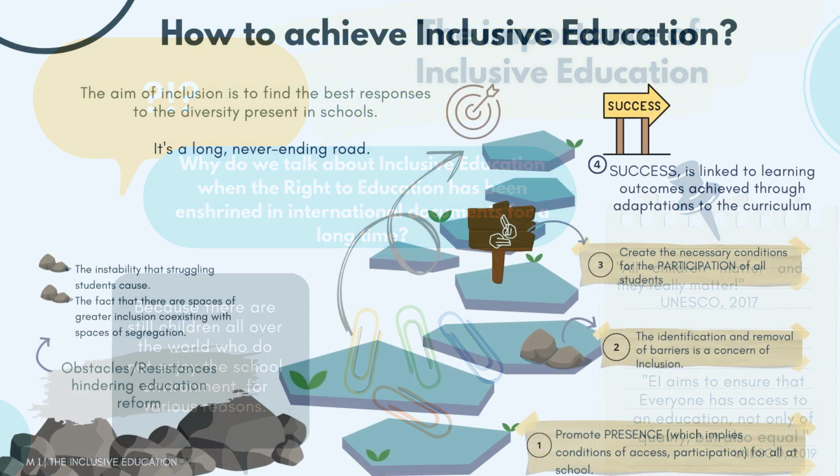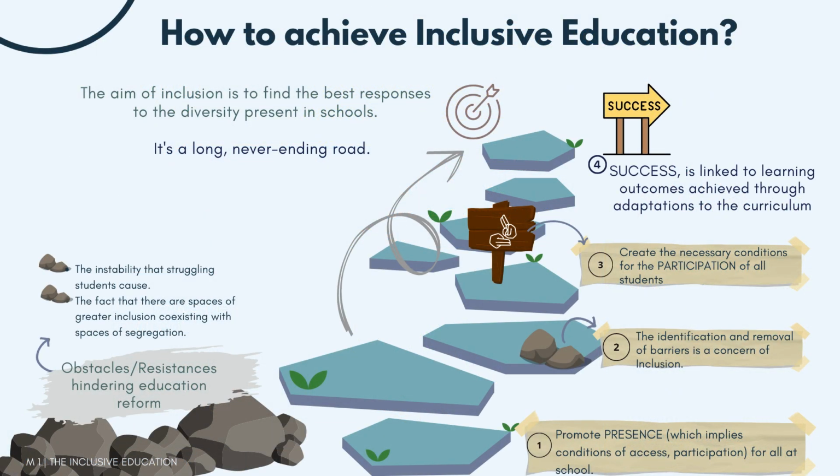This is how we illustrate the path of inclusion, a long path, a never-ending path, as we have already mentioned, whose ultimate goal is to find the best responses to the diversity present in schools. A path full of obstacles, among others, the instability that students with difficulties cause in a classroom, and the fact that there are spaces of greater inclusion coexisting with segregation spaces, and that have hindered educational reform until today.